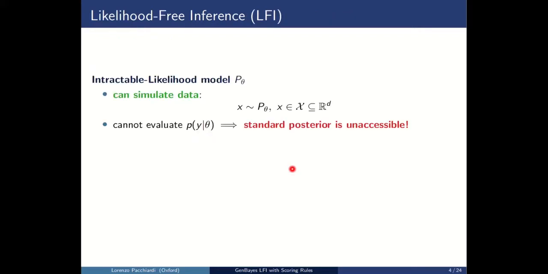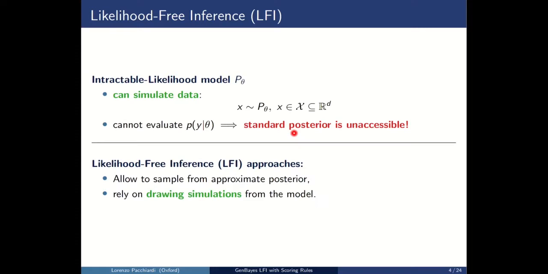So now what do I mean by likelihood-free inference? In likelihood-free inference, people are interested in the intractable likelihood model, p theta, let's say. This is a model from which you can simulate data by drawing samples from it very easily, but on the contrary, you cannot evaluate the likelihood p of y given theta. And this means that the standard posterior is inaccessible. Likelihood-free inference approaches basically allow you to sample from an approximation of the posterior, and they rely on drawing simulations from the model in order to circumvent the missing likelihood.